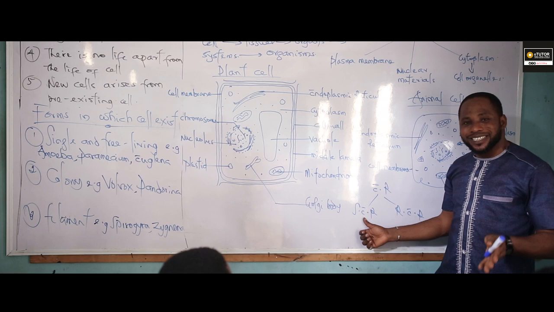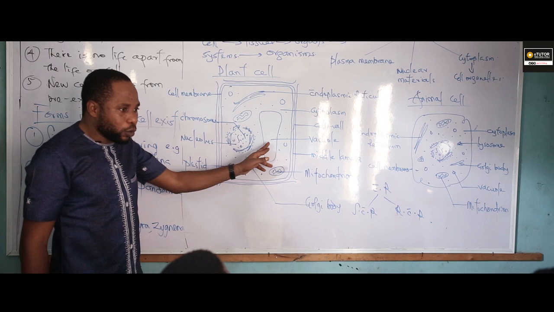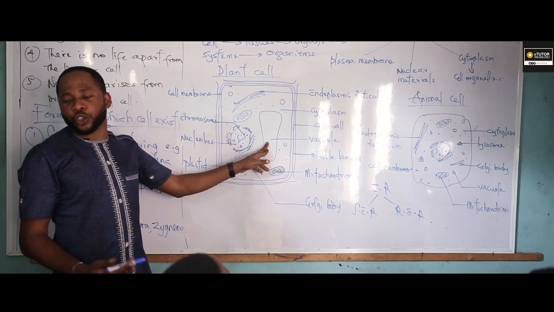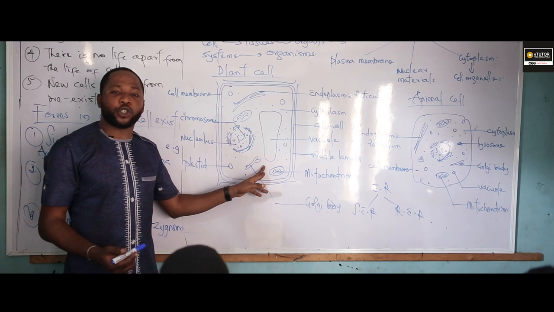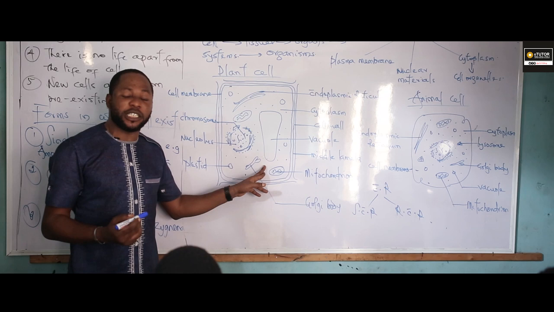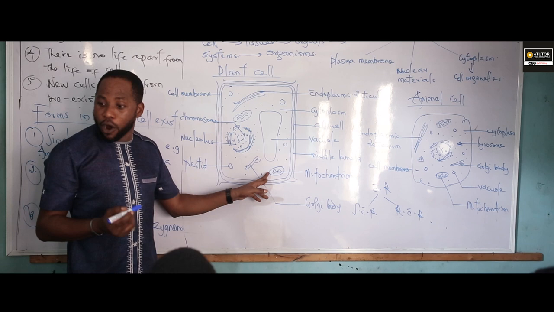Then after the endoplasmic reticulum, other cell organelles, we have the vacuole. What is the function of vacuole? Vacuole helps to store some food materials, waste products, and pigments. Are you getting me now? Then the next one is mitochondrion. Mitochondrion is referred to as the powerhouse of the cell, because the highest amount of energy produced by the cell is from mitochondria. Do you understand that?